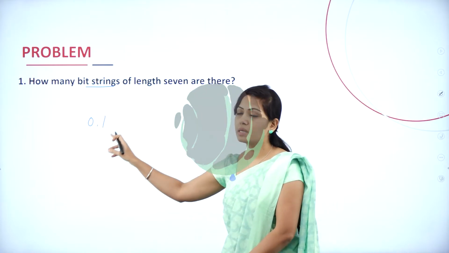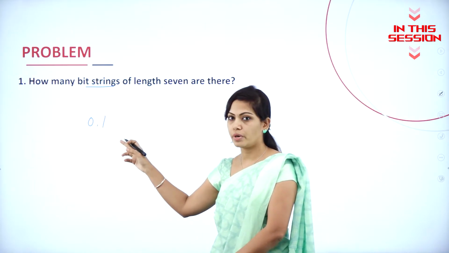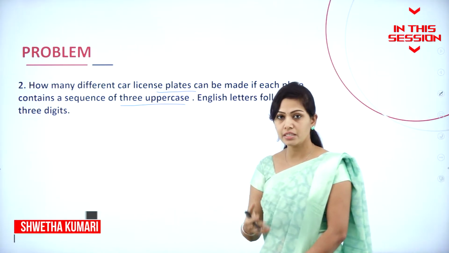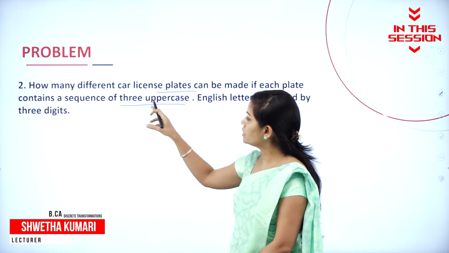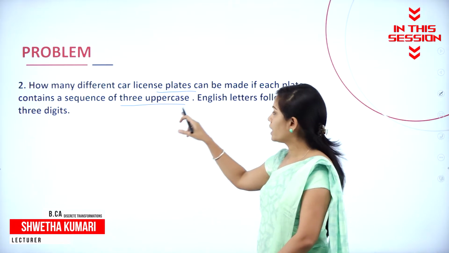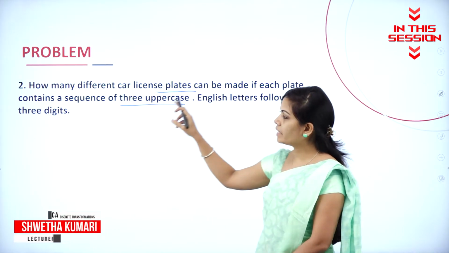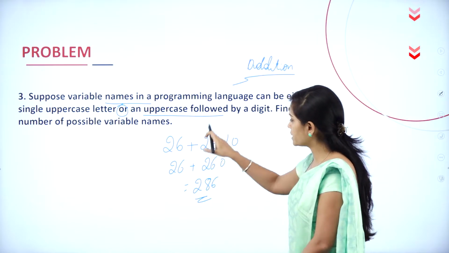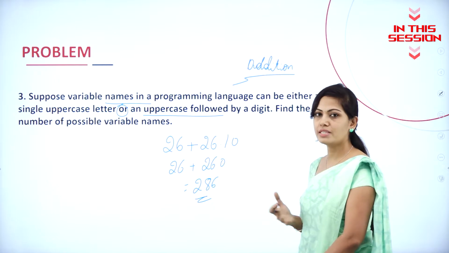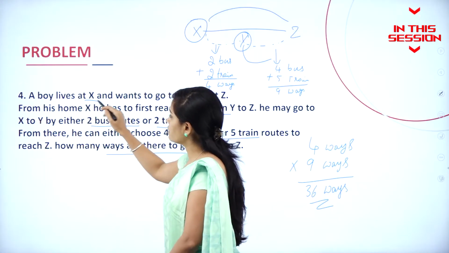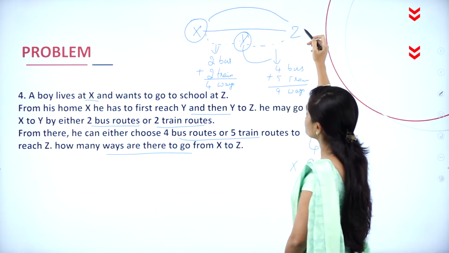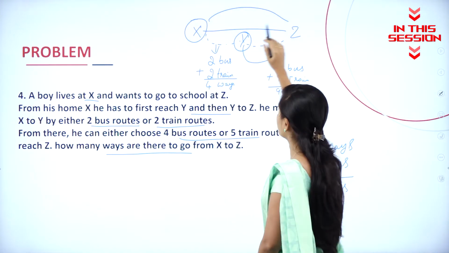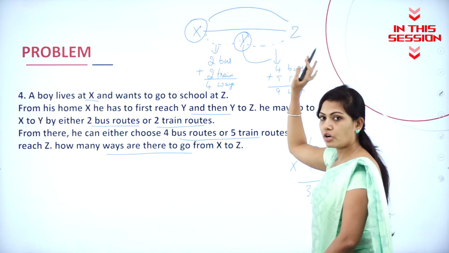So bit means binary digits, that is zeros and ones. So we have only 2 digits. They have not mentioned any numbers. They have mentioned the words 3 uppercase English letters followed by 3 digits. Single uppercase letter or an uppercase letter followed by a digit. It is a very simple concept. A boy lives at X and wants to go to school at Z. So it is a starting point and he has to reach the destination called Z.